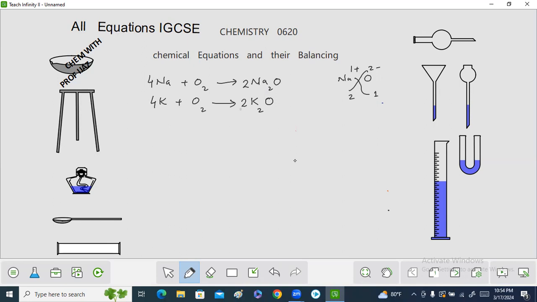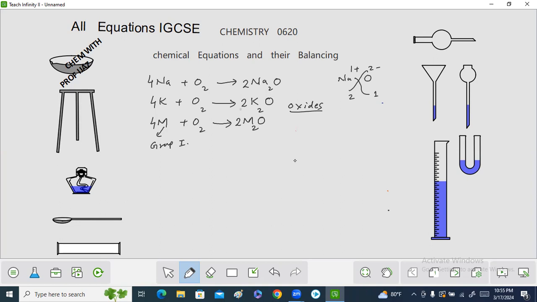If I represent the group 1 metal as M, if it reacts with the oxygen, it will form M2O. So the balancing coefficients are the same. This M represents an element of group 1. Sodium, potassium, rubidium, lithium can react with oxygen in the same way to form group 1 oxides, and the formula of the oxide is M2O.